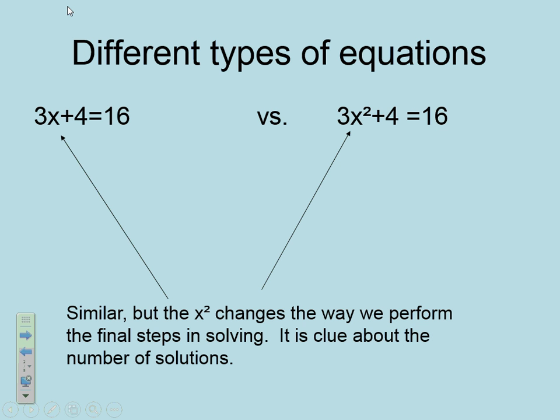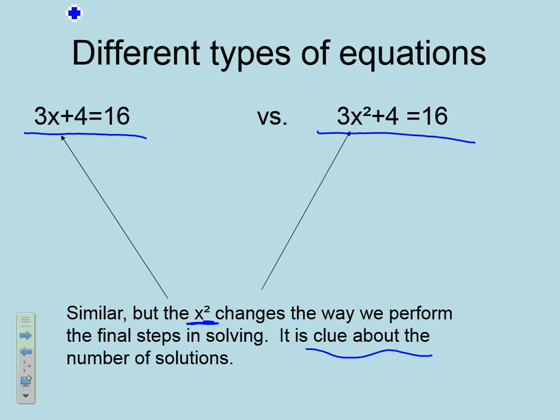Please do not write this slide down, all right? Different types of equations. This equation over here, ladies and gentlemen, we've been solving forever. 3x plus 4 equals 16. Today, we're going to start talking about these kinds of equations. 3x squared plus 14 equals 16. They're similar, but the change is this x squared, the way we perform our final step in solving.